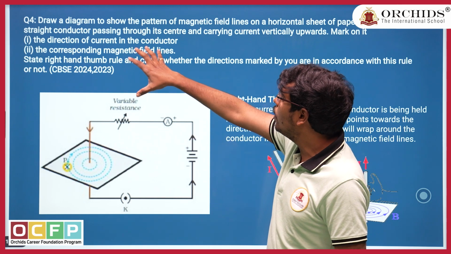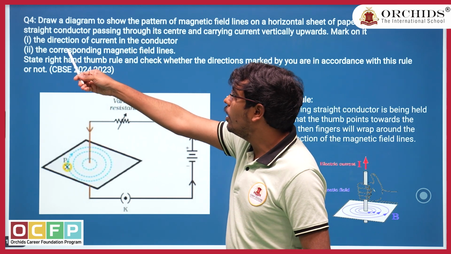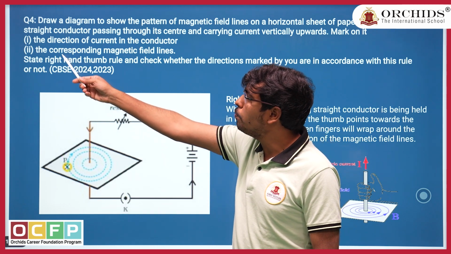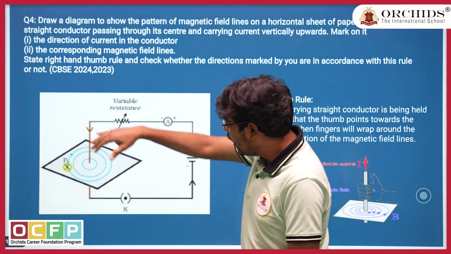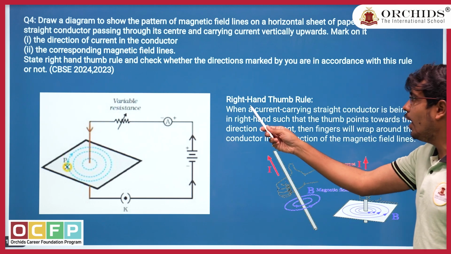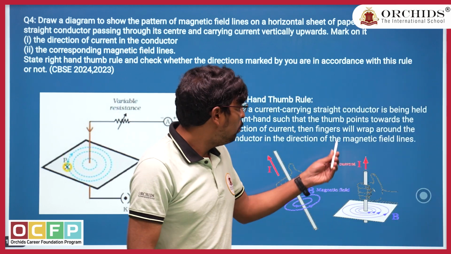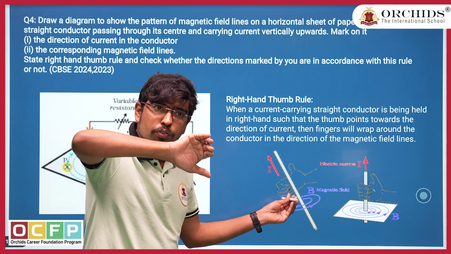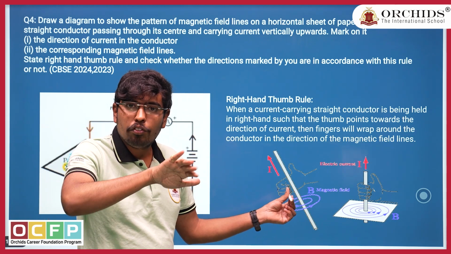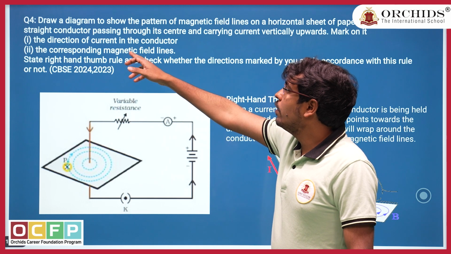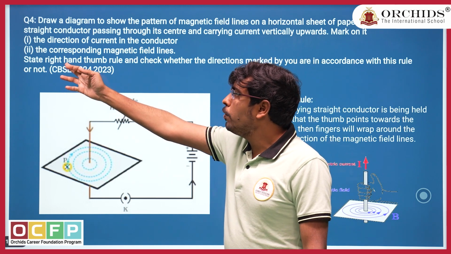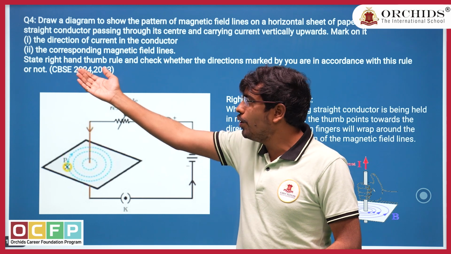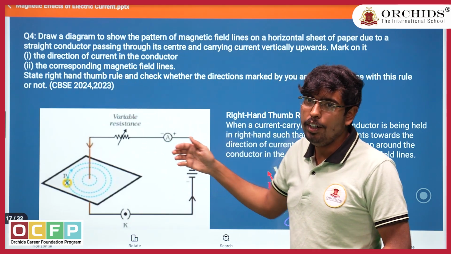So that is the diagram they were asking for. The direction of the current flow we have to indicate, and that we have done. The next one is the corresponding magnetic field around this. When the current is flowing down, I just explained the right hand thumb rule: when the thumb is placed in the direction of the current, the fingers whirling will give you the magnetic field. And they were also asking for the statement of the right hand thumb rule. This question was asked in two years, 2024 and 2023, so it is a very important question.